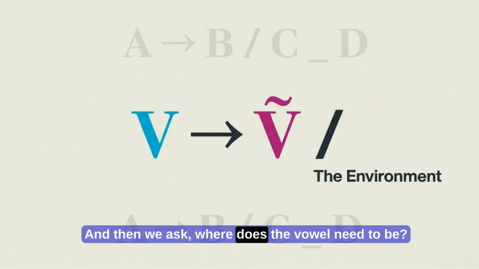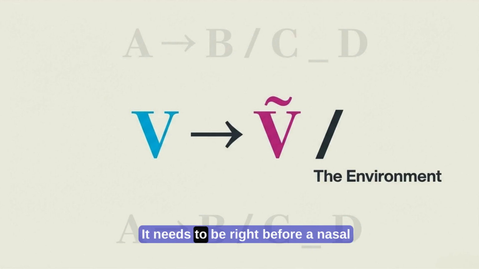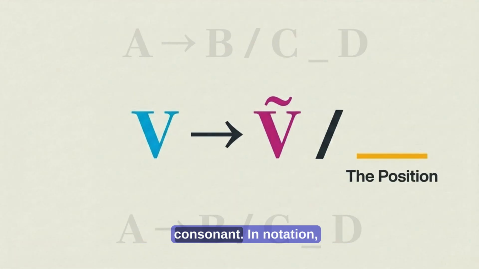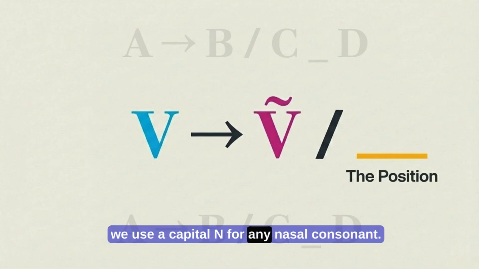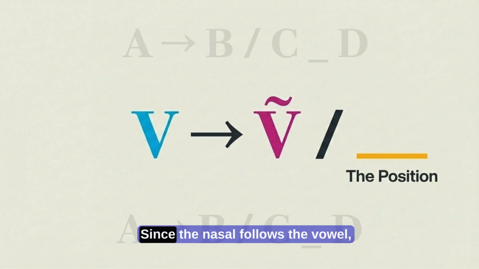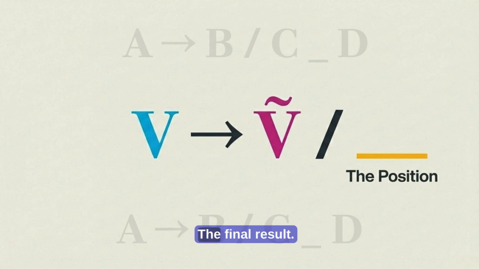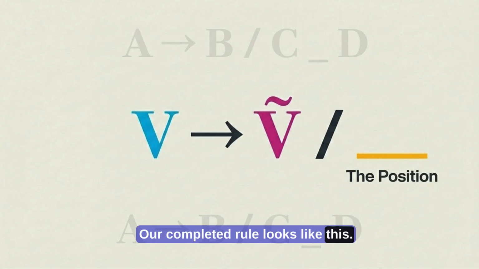and then we ask, where does the vowel need to be? It needs to be right before a nasal consonant. In notation, we use a capital N for any nasal consonant. Since the nasal follows the vowel, we place the N after our blank spot. The final result, our completed rule, looks like this.